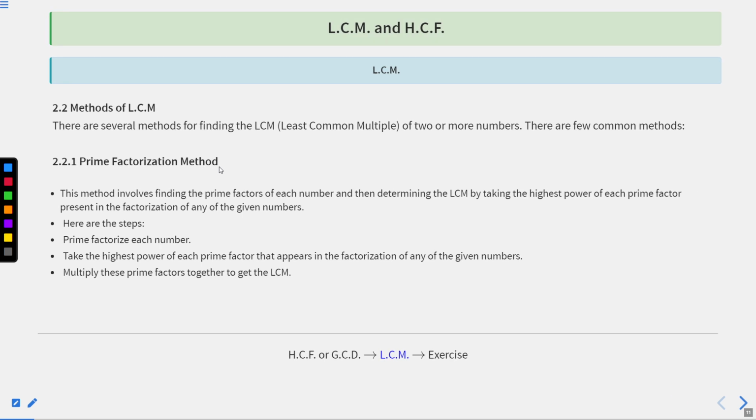Methods of finding LCM. Prime factorization method. This method involves finding the prime factors of each number and then determining the LCM by taking the highest power of each prime factor present in the prime factorization of any given number. Here are the steps. Prime factorize each number. Take the highest power of each prime factor that appears in the factorization of any given numbers. Multiply these prime factors together to get the LCM.